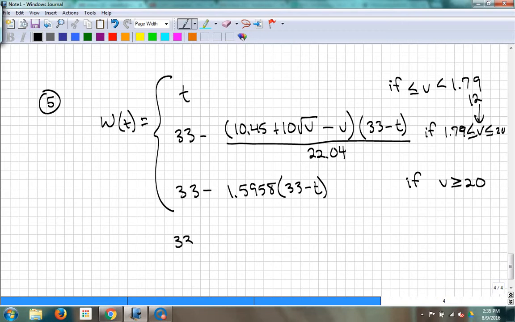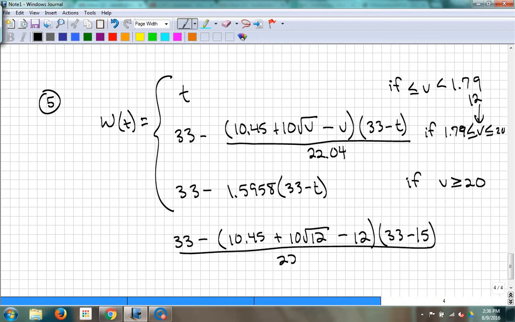So we're doing 33 minus (10.45 plus 10 times the square root of 12 minus 12) times (33 minus 15), over 22.04. Run that through with the calculator.